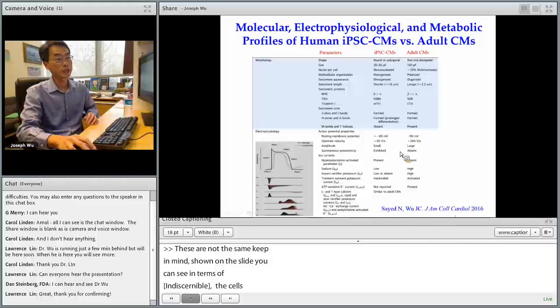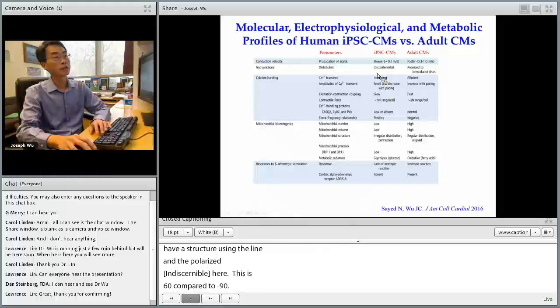The action potential is also different. The resting membrane potential is -60 compared to -90. This is due to the presence of the funny current right here. The sodium channel is also less compared to the adult cardiomyocytes. The conduction velocity is slower compared to adult cardiomyocytes. Calcium handling is inefficient compared to adult cardiomyocytes. Mitochondrial bioenergetics is low compared to adult cardiomyocytes, and so forth.